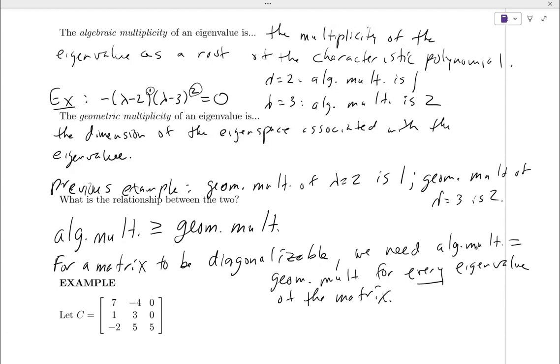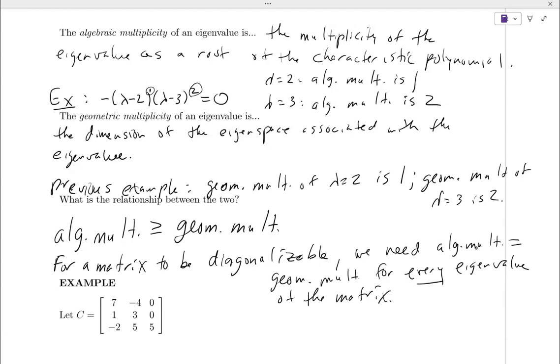If they're not all equal, we cannot get n linearly independent eigenvectors. The multiplicities have to be equal. The algebraic multiplicities all have to equal the geometric multiplicities all the way through in order to get n linearly independent eigenvectors.